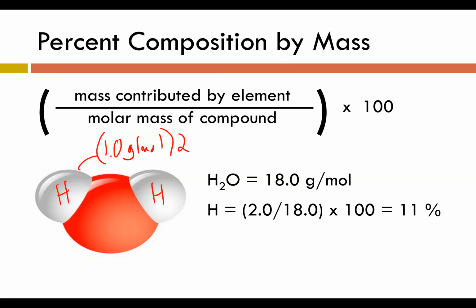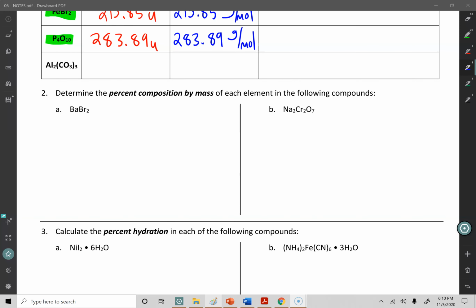So the percent composition by mass of hydrogen in water is 11%. Pretty safe to assume the remaining 89% of the molecule is made up of oxygen. You can do the math: 16 divided by 18 times 100 does give you pretty close to 89%. Let's try out a practice problem. Let's see if we can figure out the percent composition by mass of barium and bromine in the compound BaBr2. The first order of business is finding the molar mass of barium bromide. Pause the video, look up barium and bromine, and figure out that compound's molar mass.